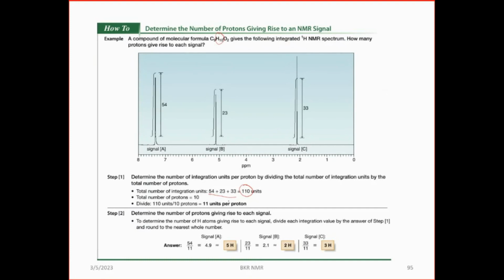So you'll be getting 11. So 1 unit, 11 units will be equal to 1 proton. So 33 will be equal to 3 protons. 23 will be equal to 2 protons. 54 will be equal to 5 protons. That is how we find.